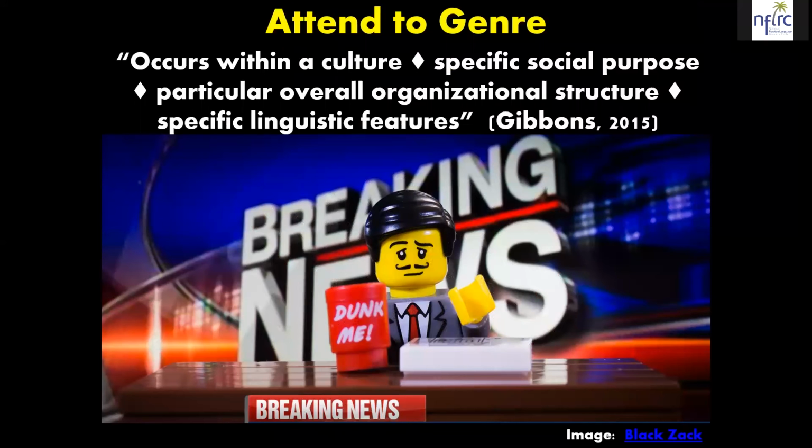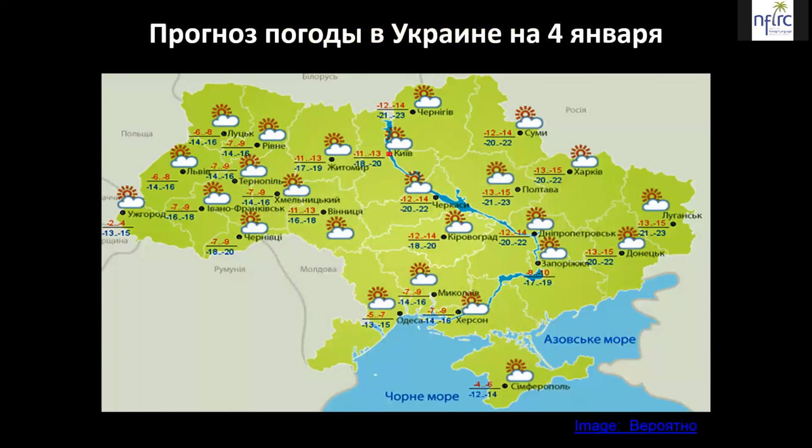Other key issues included attending to genre. So genres are basically the organizational structure with specific linguistic features in a text. This would be an example of genre, and even if you don't speak the target language here, it won't take you very long to figure out that this is probably a map, specifically a weather map, and you can probably even start to guess that some of the words are cities and some of the words refer to seas because of your pre-existing knowledge of the genre.